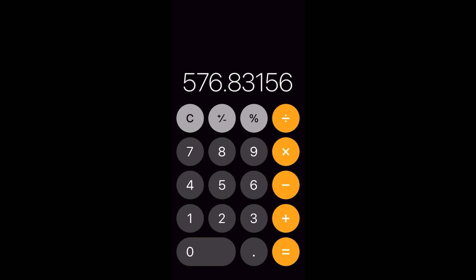But if you just do some basic math yourself, you can find out how much you need invested in order to make a certain amount of money in dividends every single month.